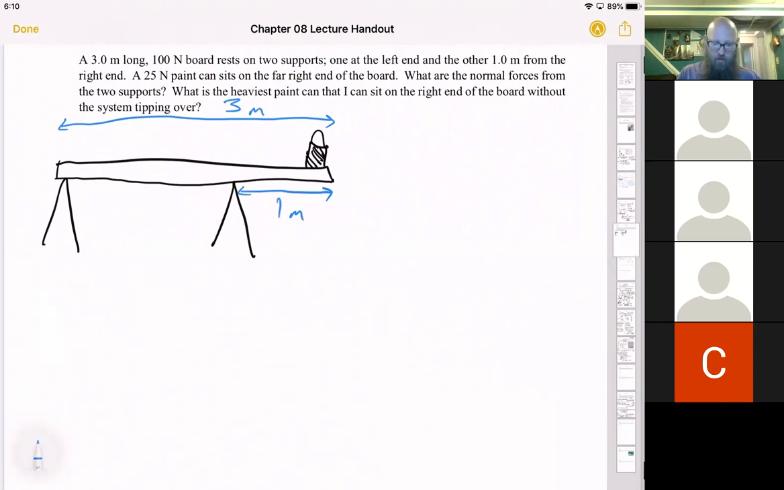And the questions are, there are 2 of them. One is, what are the normal forces from the supports? And what's the heaviest paint can that can sit on the right end of this without making it tip over? Okay, does the setup of this problem make sense? We've got 2 supports. They're splitting the weight of this system, right? But it's not clear that they're splitting it equally, right?